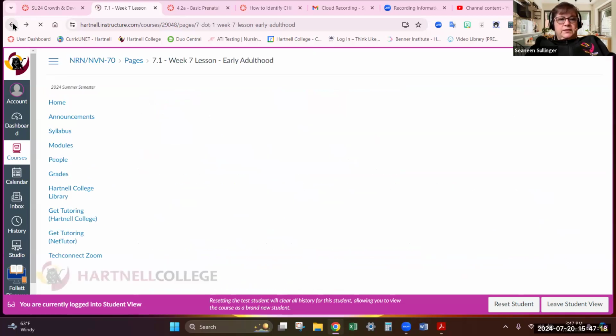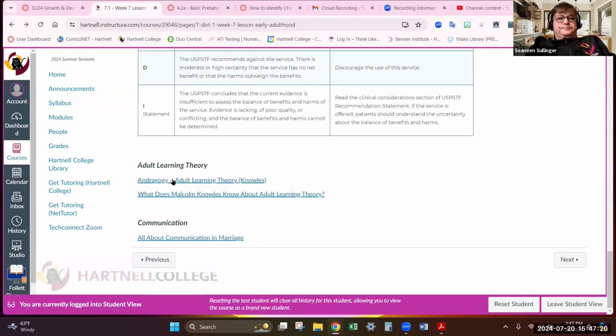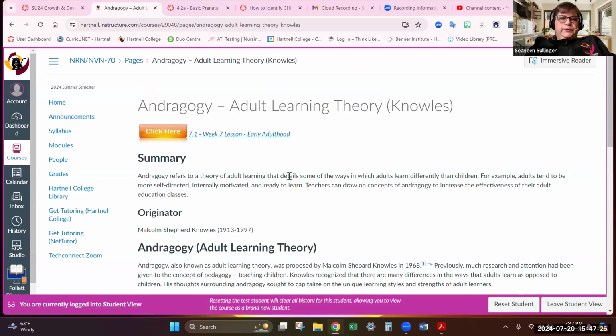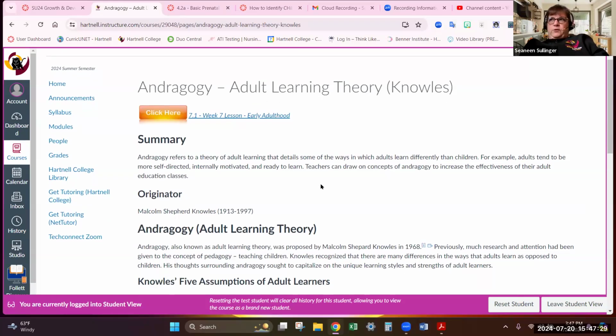And then talking about adult learning theory. The articles are pretty similar, but let's look at andragogy. So you all have maybe heard of pedagogy, which is how children learn.